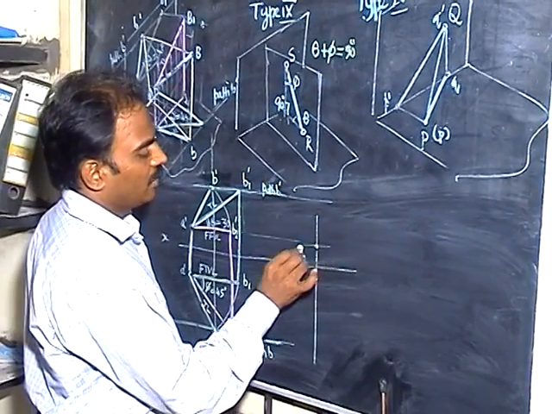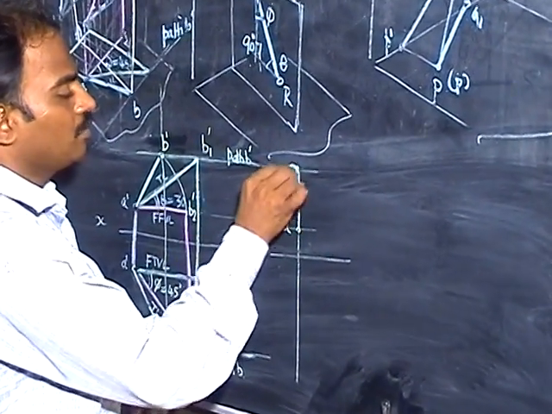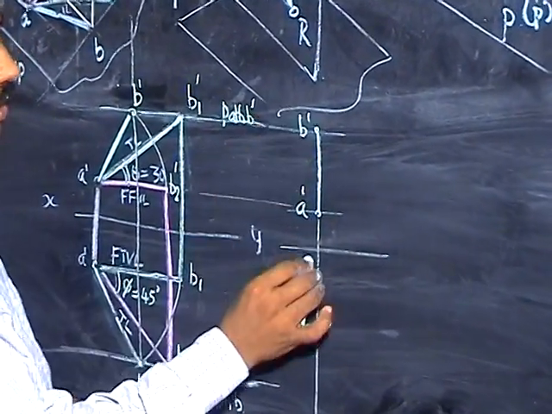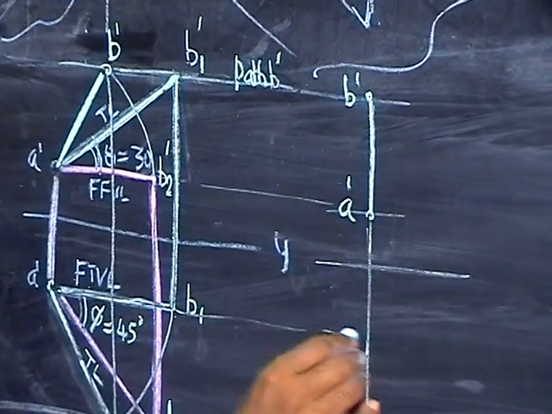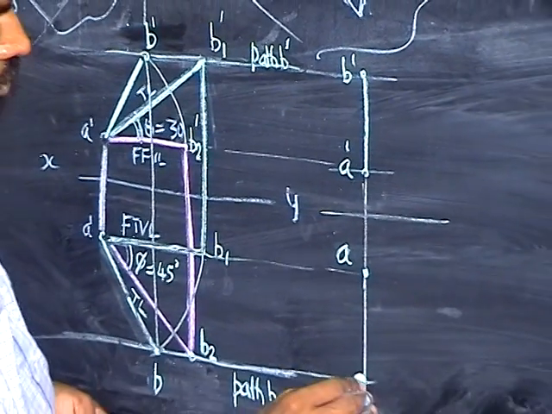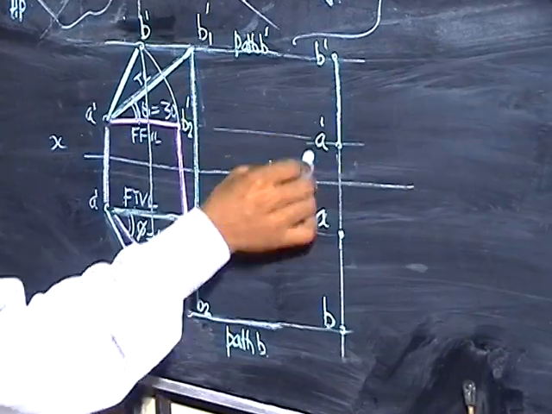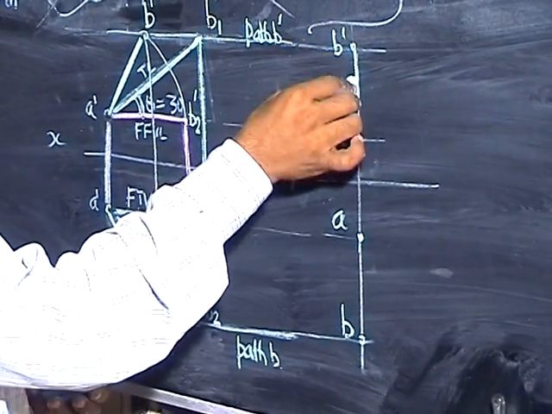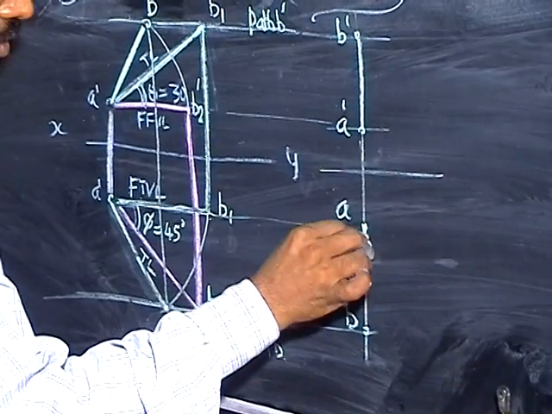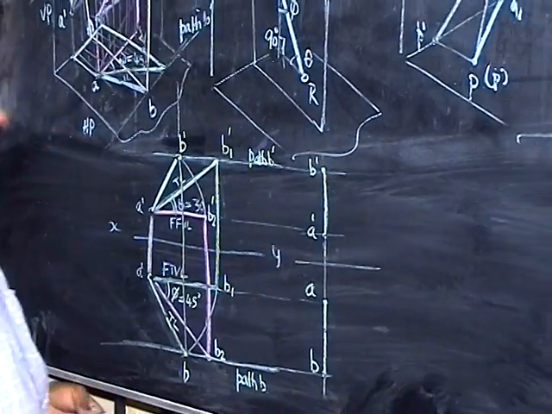You have A dash here, then you will have the B dash at the top, then you have the A point here, B point at the bottom. Exactly, A dash, B dash, they lie in a single projector. The projection of the straight line lies on the single projector.